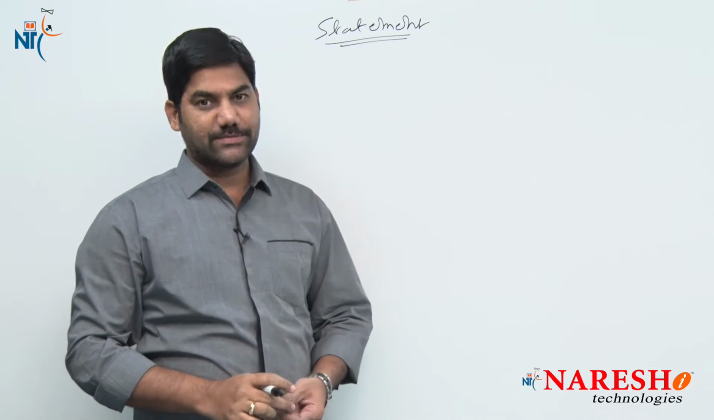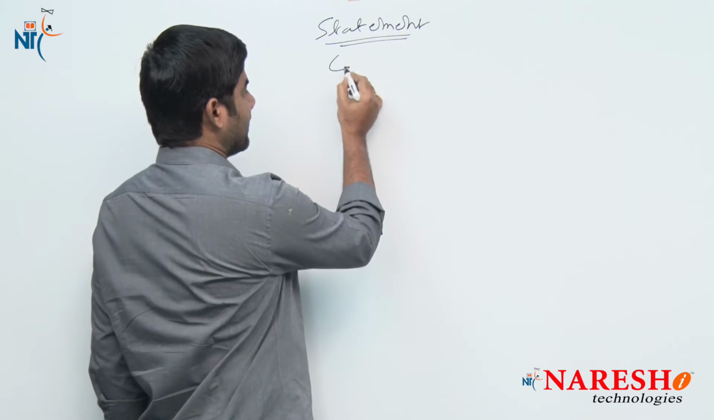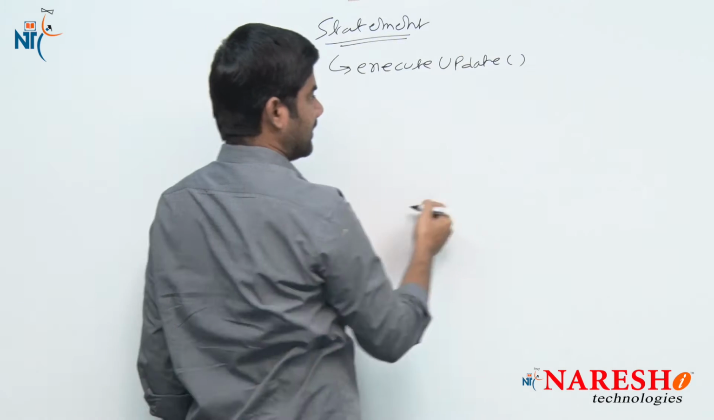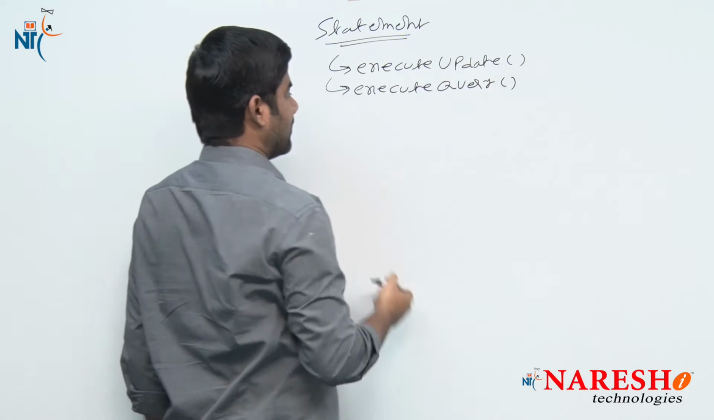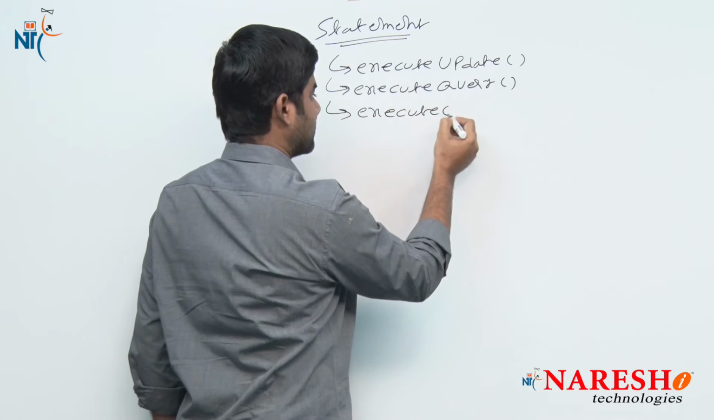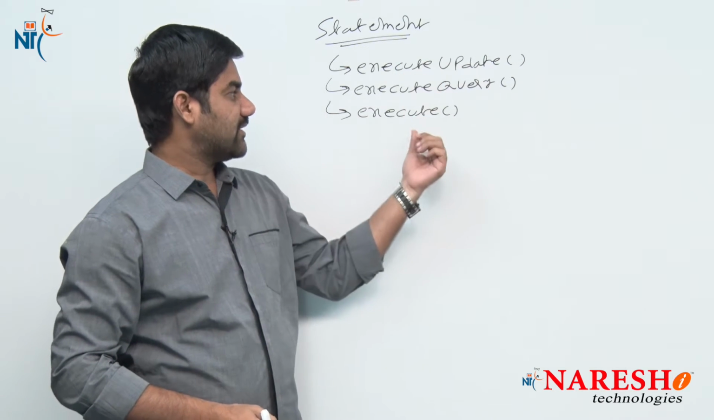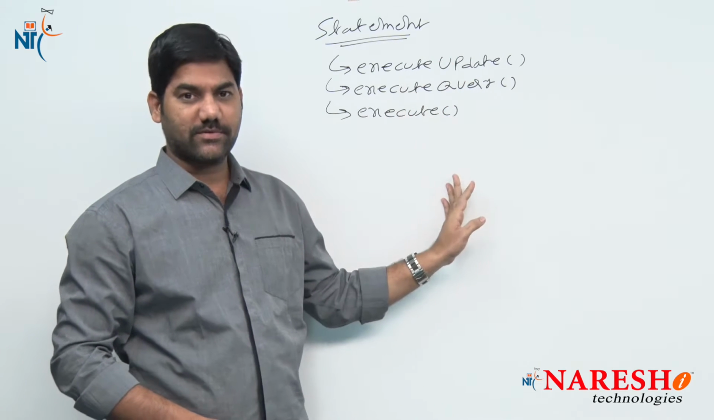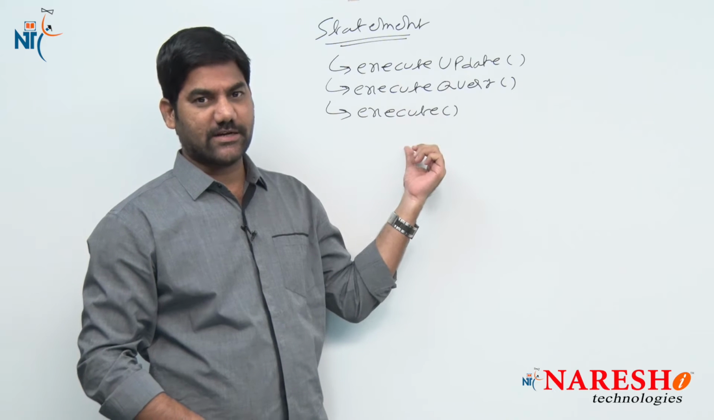We are now going to discuss the methods of the Statement interface. It's about how to submit queries to the database. The Statement interface mainly provides three methods. One is executeUpdate, second one is executeQuery, and third one is execute. So these three methods are provided by the Statement interface for submitting different types of queries to the database.